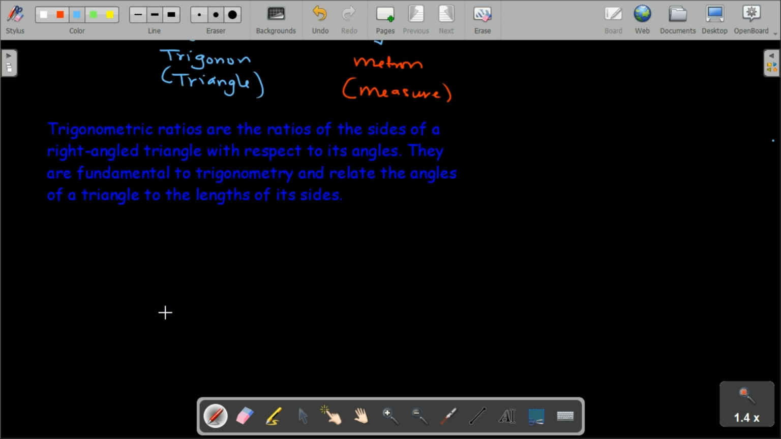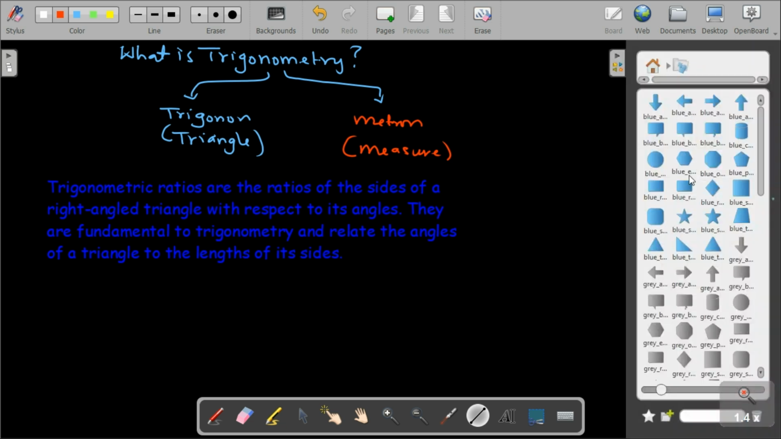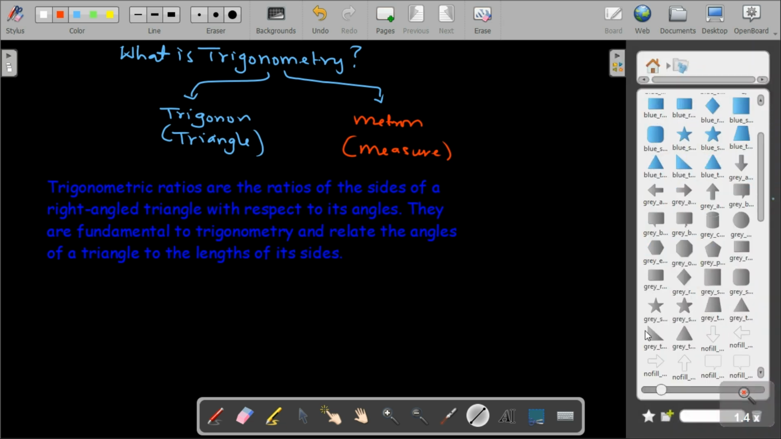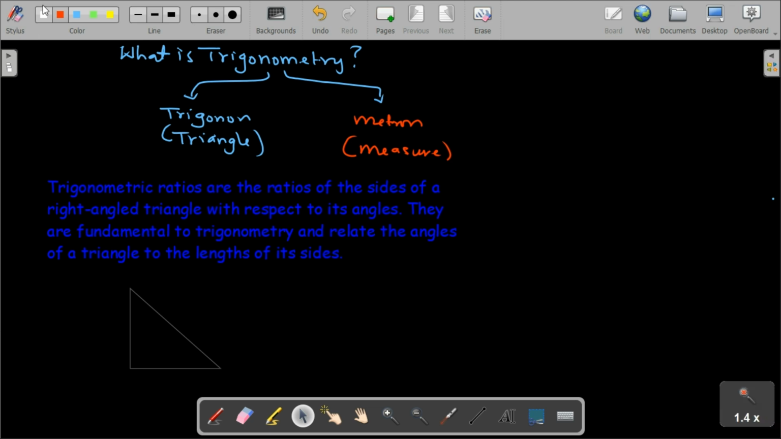Now, a right angled triangle. A right angled triangle is a type of triangle that has one of its angle equal to 90 degree. So let me sketch a right angle. Let me bring in a right angle triangle. Okay, a right angle triangle. This is a right angle triangle, and commonly you will always see something like this always indicated at the corner here to show that this angle is 90 degree.